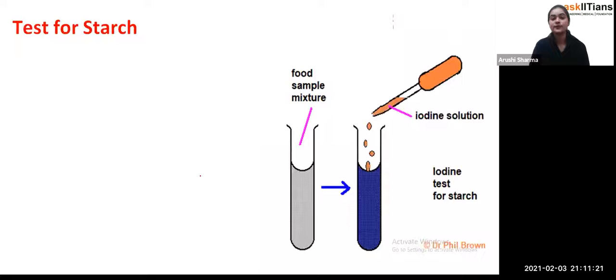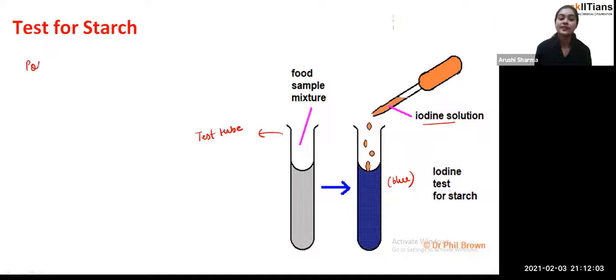Fine. Now moving on, students, how are you going to test for starch, as we know that starch is a source of carbohydrate? So how do you test for starch? Students, what you can see here is a test tube, and in this test tube you have a food sample mixture. When you add iodine solution to that food sample mixture, the color of the food will change to blue. And if that food mixture gives a blue color after the addition of the iodine solution, then we can say that yes, that particular food has starch in it.